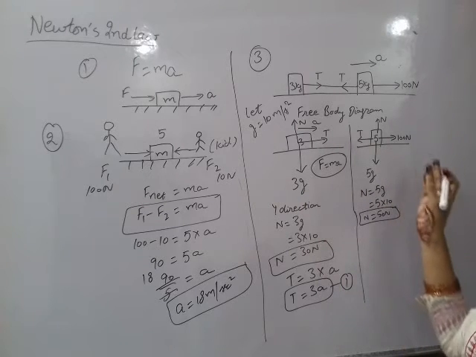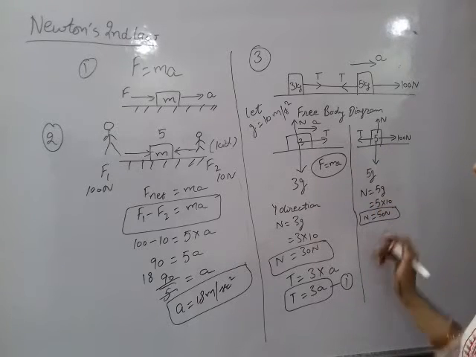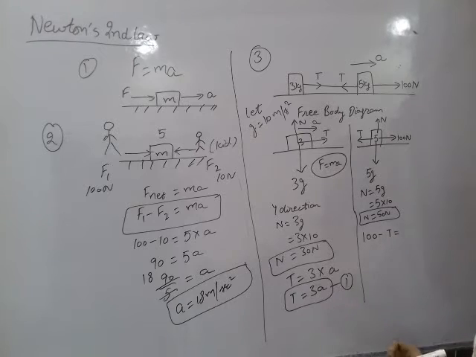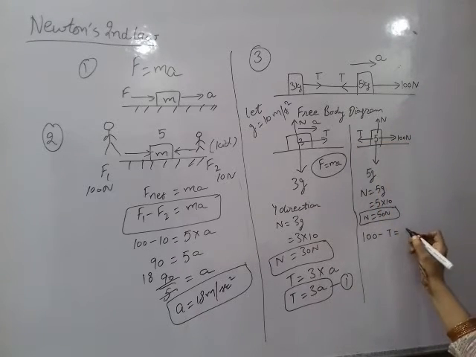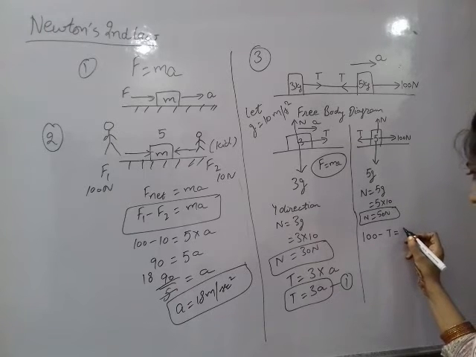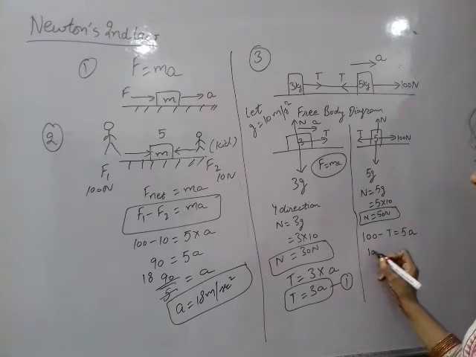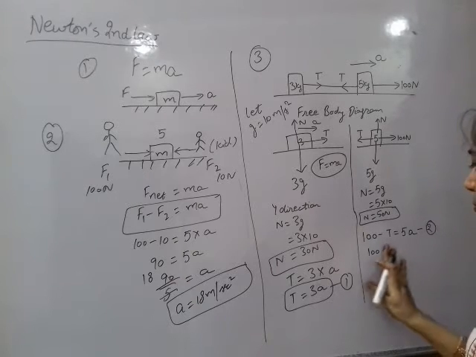For the x-axis component, here the force is 100 Newton, tension is T. So 100 minus T is equal to F is equal to ma. Mass is 5 kg into a. Let this be equation number 2.